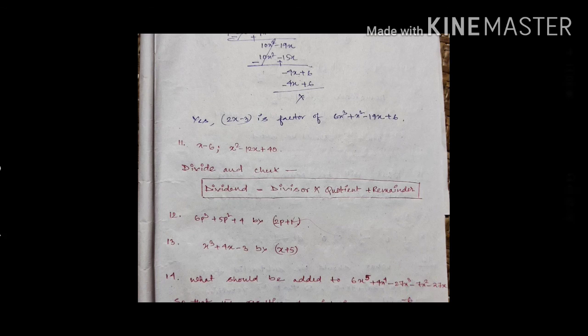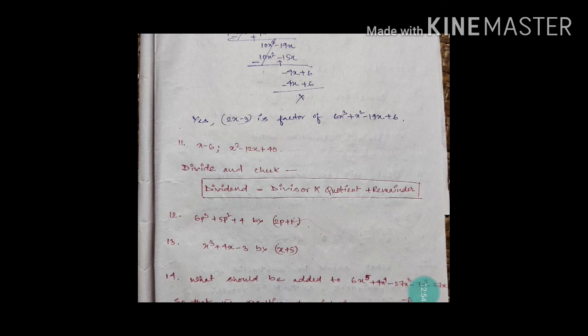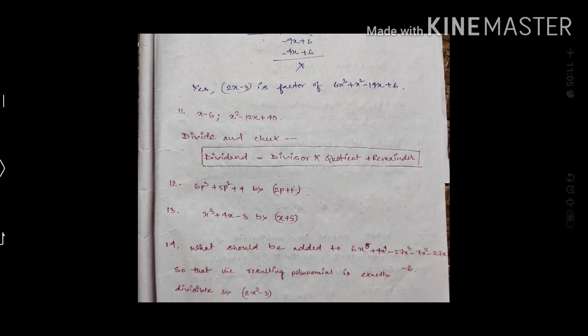Now in earlier classes you have learned dividend is equal to divisor into quotient plus remainder, isn't it? Similarly here also the same rule is given, but here your dividend, divisor, quotient, remainder are all algebraic expressions instead of numerical values, so you have to verify that. How will you verify? I will explain, you have to do it by yourself.